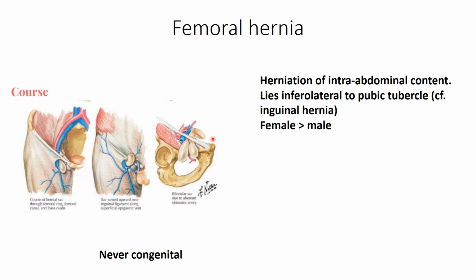And how to discriminate between these two, between the inguinal hernia and the femoral hernia? It is the localization with respect to the pubic tubercle. So this femoral hernia lies inferolateral to this pubic tubercle, whereas the inguinal hernia lies superior to this pubic tubercle.